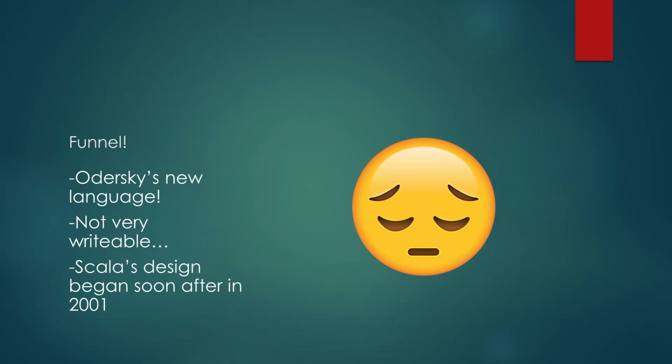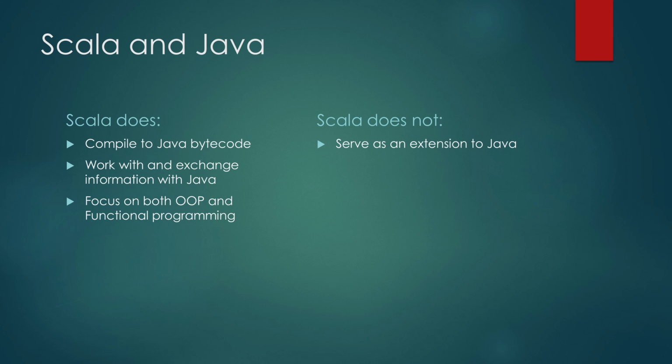This resulted in Funnel, a programming language based on functional nets that combined functional programming with Petri nets to form a programming notation. Funnel turned out to be not very writable due to its minimalistic nature, and in 2001, Scala's design began as a result of Funnel. Scala was first released in 2003.